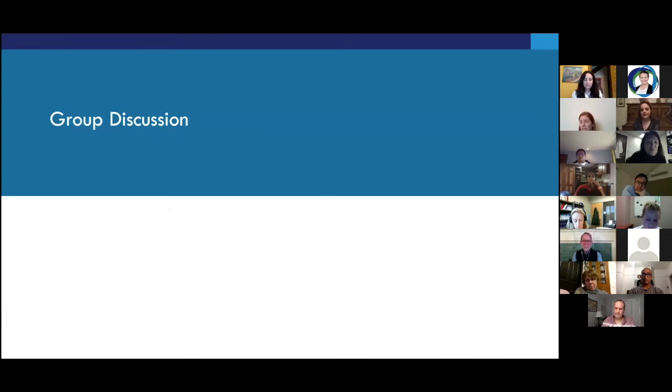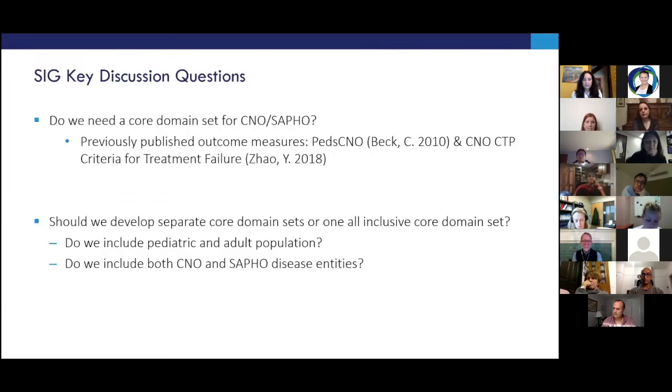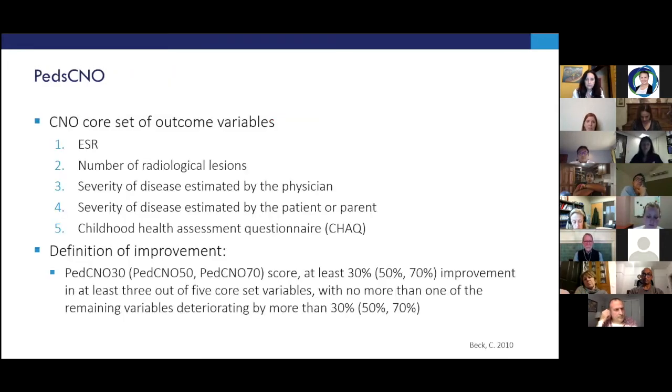So now we will move on to our group discussion and go back to those questions that I introduced in the beginning. So here they are for a refresher. First is, do we need a core domain set for CNO and SAPHO? In some of the pre-reading material on the OMERACT webpage, I put up the papers that discuss the PED CNO, and also the criteria for treatment failure from the Consensus Treatment Plan, or CTP. I do have them here for your refresher as well, to look at.